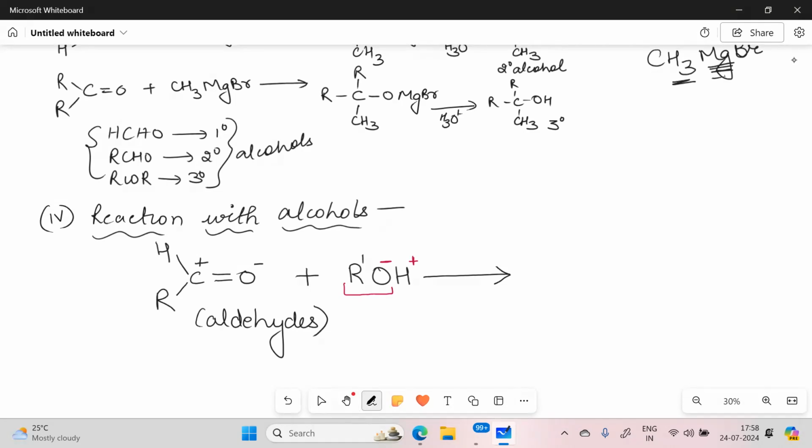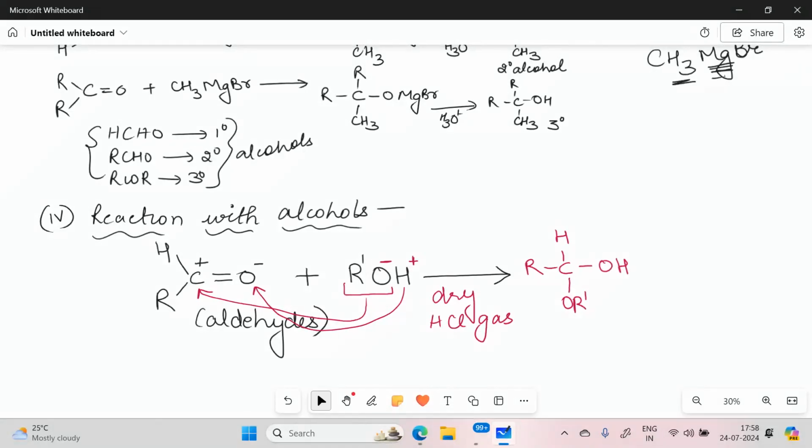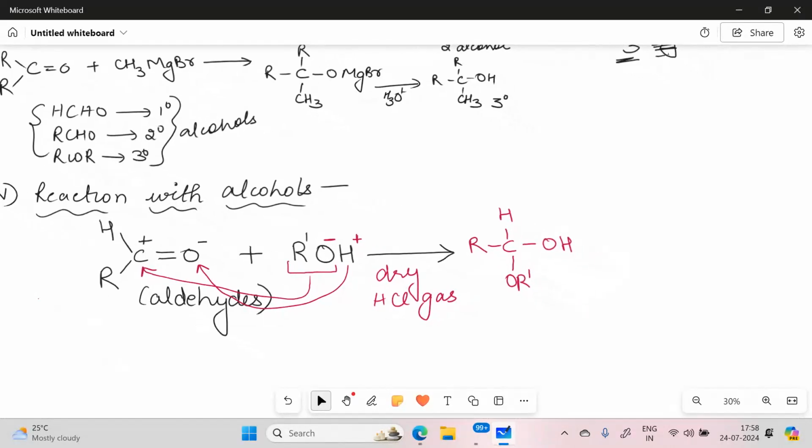So again, the same reaction, negative part goes with the positive side, H goes with oxygen. What you will get? CRH with this OR dash, and with oxygen, hydrogen comes. And this reaction takes place in the presence of dry HCl gas. I will tell you what is the function here. Dry HCl gas. And this compound, its very important name is called hemiacetal, half acetal.